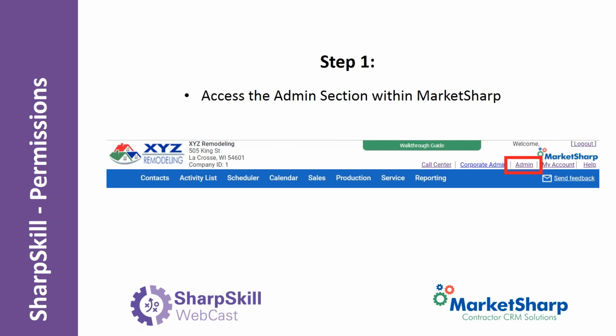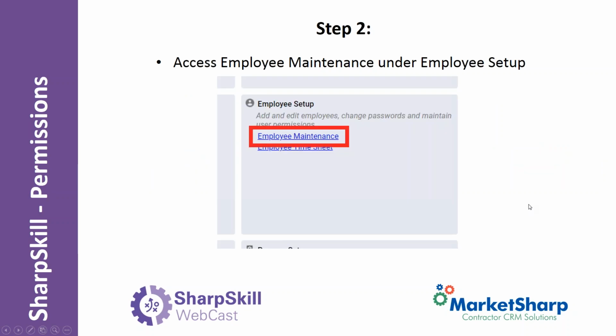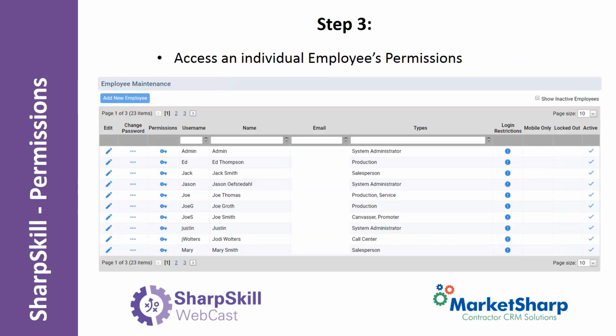Step one, to access permissions, is to go to the admin section. This is available in the top right area of your database, kind of where it says log out, my account, or help. So you'll first click on the admin link here, and that will take you to the admin area where there's a bunch of different tiles for the different areas of admin. The one we are going to specifically look at is employee setup, specifically employee maintenance. Employee maintenance is where all your separate employee profiles are listed. Now, to access a specific employee's permissions, you're going to click the key to the left of the employee's name.